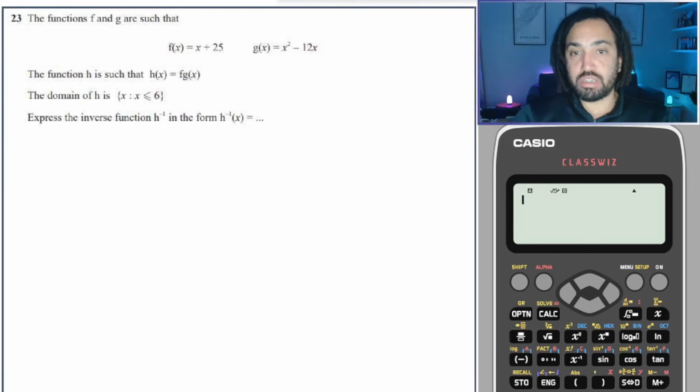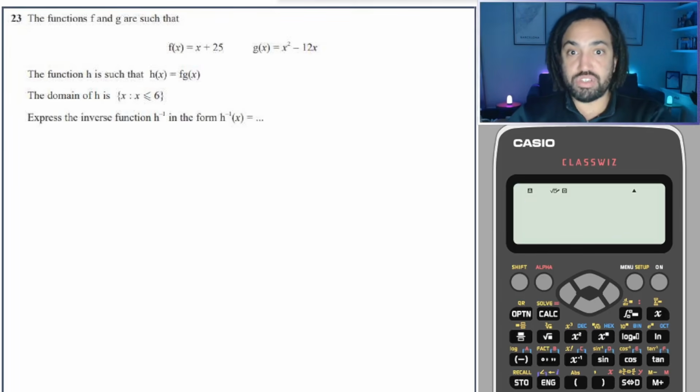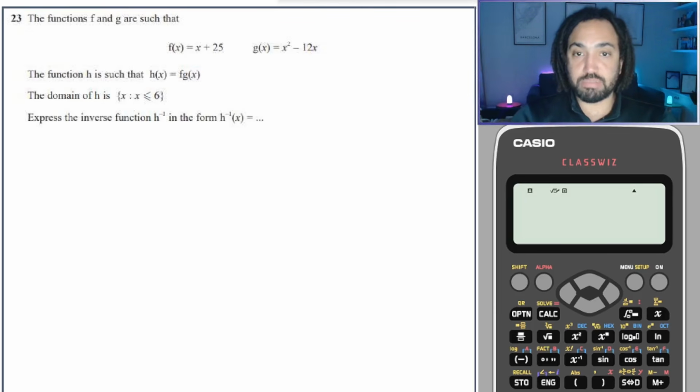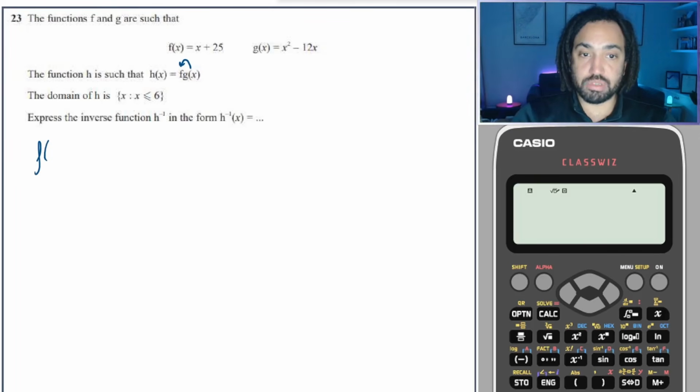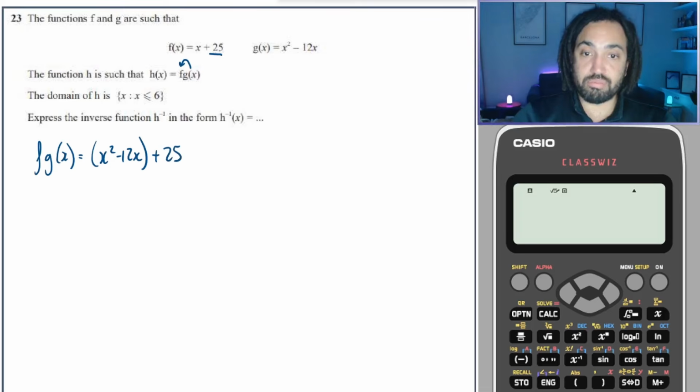Okay, final question. Big up to anyone who's made it this far. The function h is such that h of x is equal to f of g of x. Okay, so let's put g into f. So I write out f of x, but I replace the x's with whatever g of x is. So that's x squared minus 12x, and then plus the 25. Okay, which is x squared minus 12x plus 25.